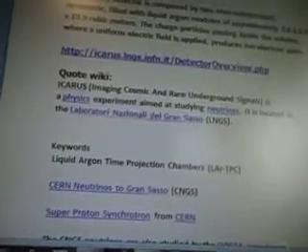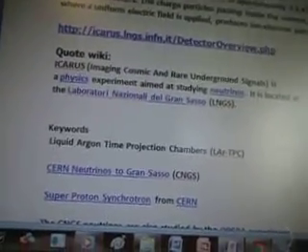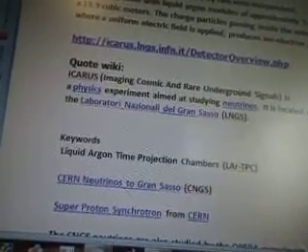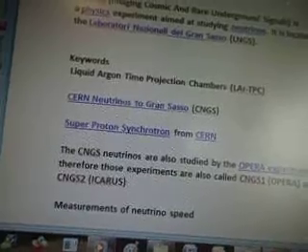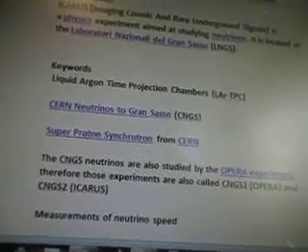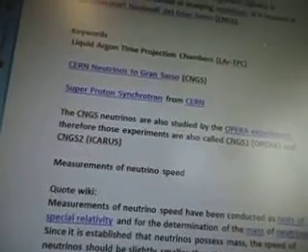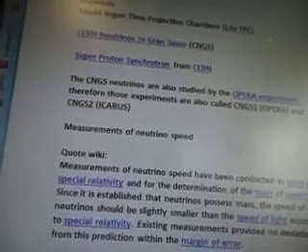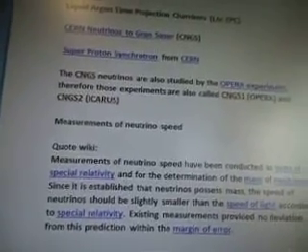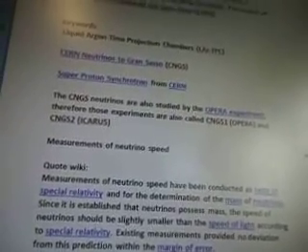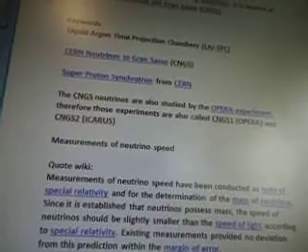So quotes from Wiki: ICARUS, Imaging Cosmic and Rare Underground Signals, is a physics experiment aimed at studying neutrinos. It is located at the Laboratorio Nazionale del Gran Sasso, LNGS. The keywords are liquid argon time projection chamber, which is LAr TPC, CERN Neutrinos to Gran Sasso, CNGS, and Super Proton Synchrotron from CERN. The CNGS neutrinos are also studied by the OPERA experiment. Therefore, those experiments are also called CNGS-1, OPERA, and CNGS-2, ICARUS.